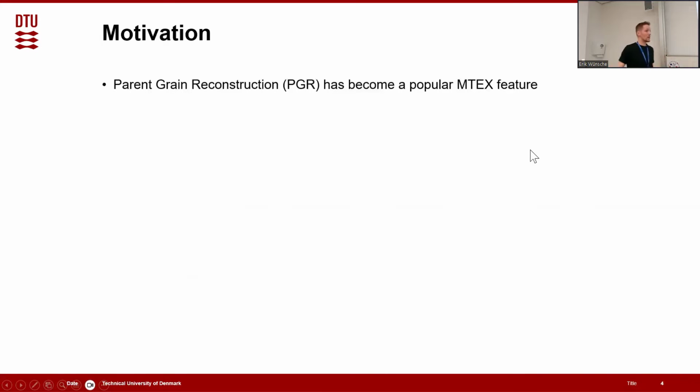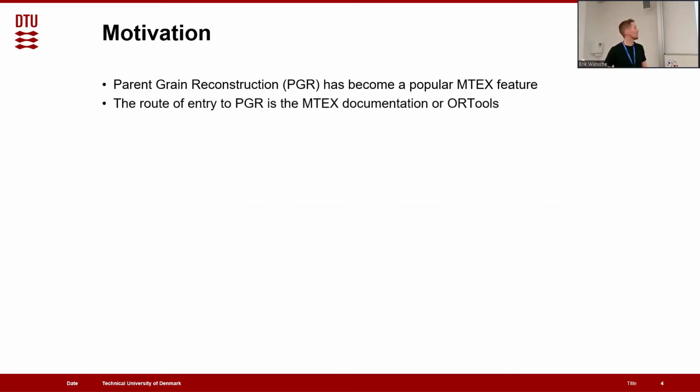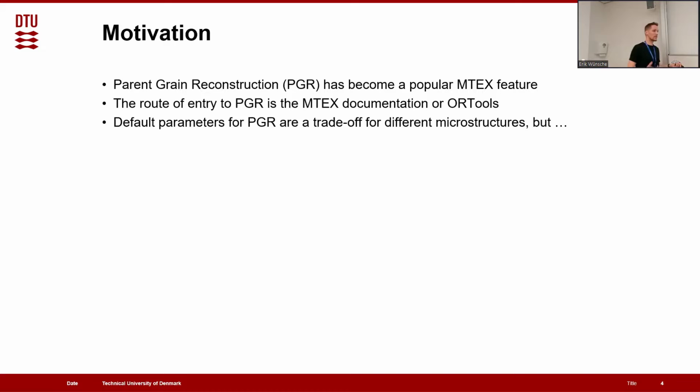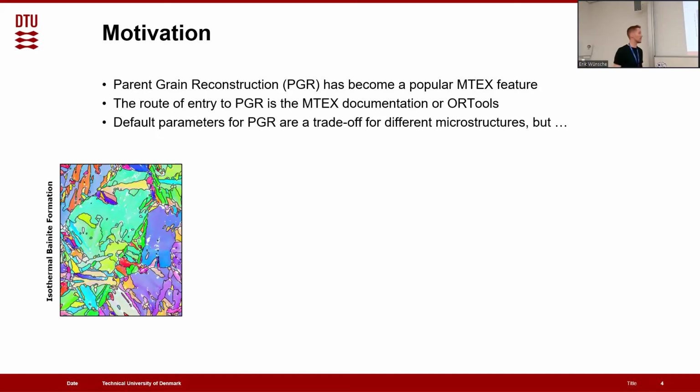The motivation today is that parent grain reconstruction has become quite a popular MTEX feature, which we're of course very pleased about. Usually the route of entry to parent grain reconstruction is either the MTEX documentation or OR tools. OR tools is a toolbox for orientation relationship discovery, which helps you, with very simple functions, to visualize a lot of these things very intuitively. Those scripts that we ship with this documentation usually have some assumptions about default parameters, and they're set as a trade-off value that works for most microstructures. But you might also have quite challenging cases.